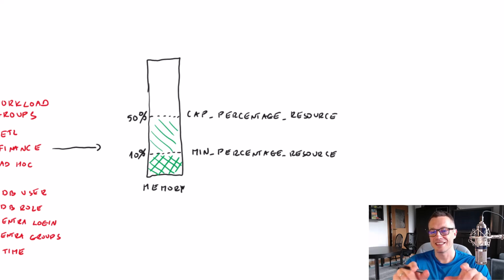Now, in the case of memory, this cap percentage resource is a fixed limit. For CPU, it is more fluid, because even if we set it to 50%, if there are no other queries running at the same time, then go ahead, you can use all available CPU power. For memory, it's a fixed limit. You cannot use more than 50%. All right, so this 10% is guaranteed.